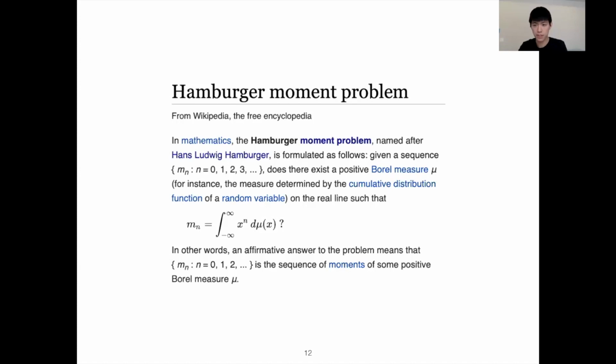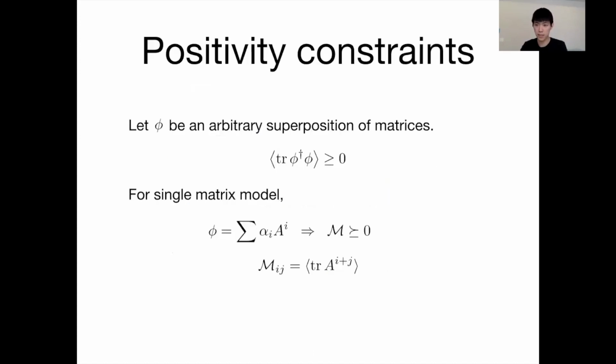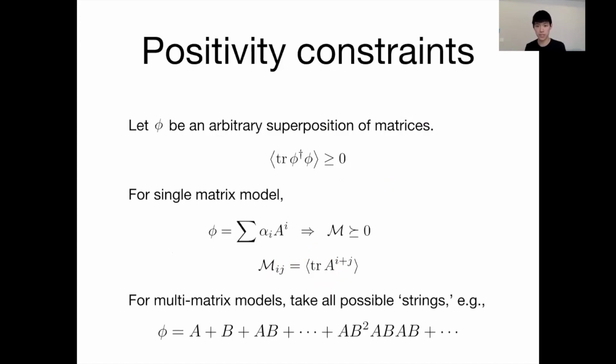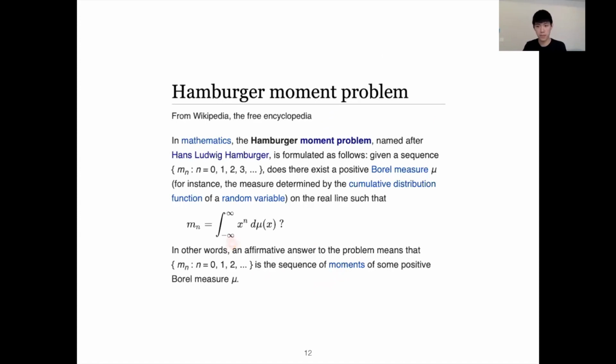Yeah, for the Hamburger moment problem, the solution is just that as long as this matrix M, which is defined by this expression here, is positive semi-definite, then you're guaranteed that there exists some positive measure mu such that you can solve this problem.